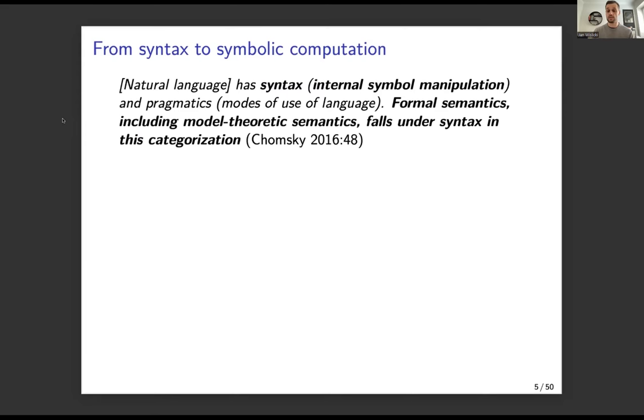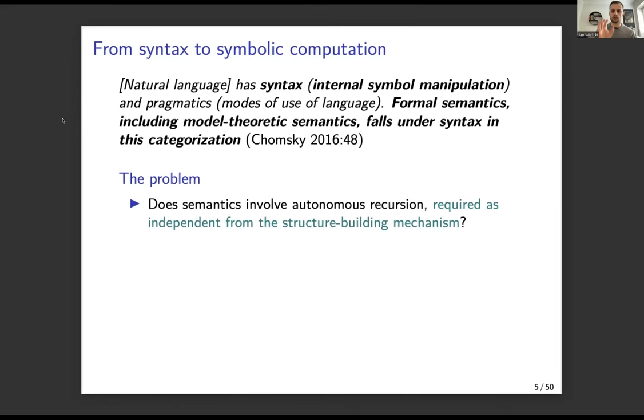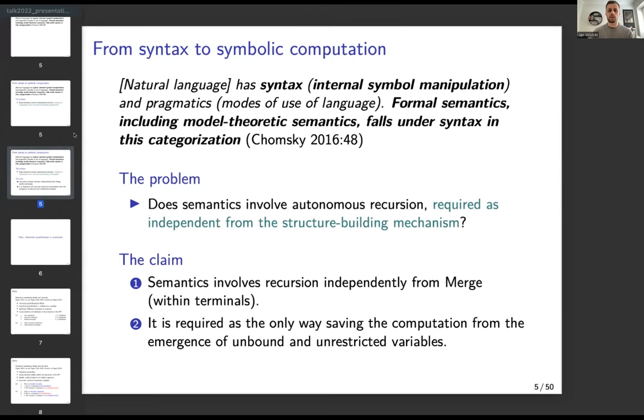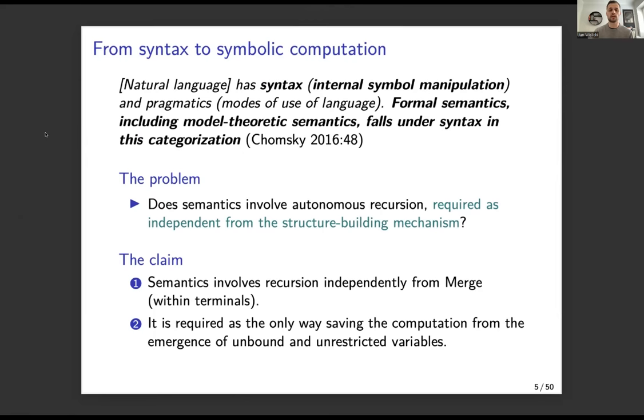But then the question that arises is whether this semantic recursion is autonomous, meaning that it is required independently from the structure-building mechanism. Today we're going to argue that the answer is in the affirmative. We're going to defend the view that semantics does involve recursion independently from Merge, that is within terminals, and moreover, that this is required as the only way of saving the computation from the emergence of unbound and unrestricted variables, that means collapse. So now Marcin will give you some data.